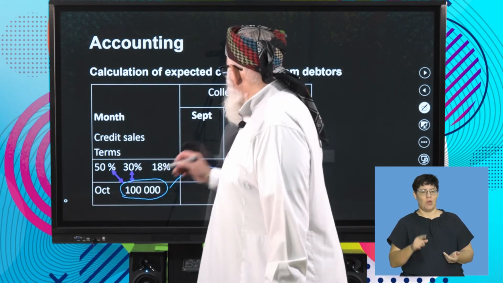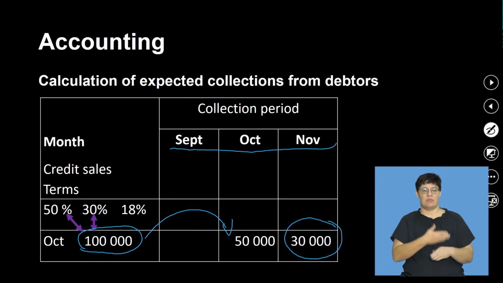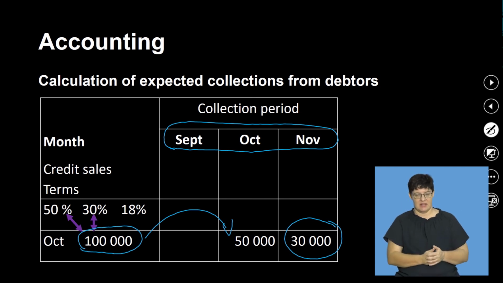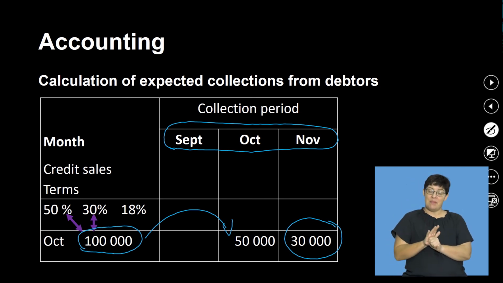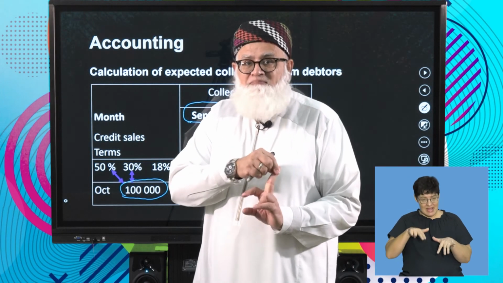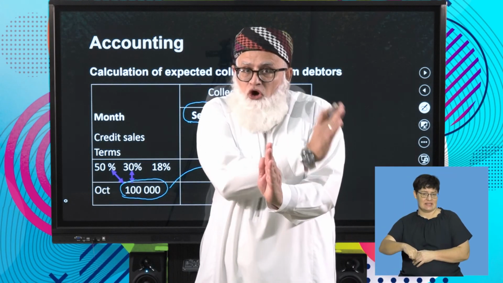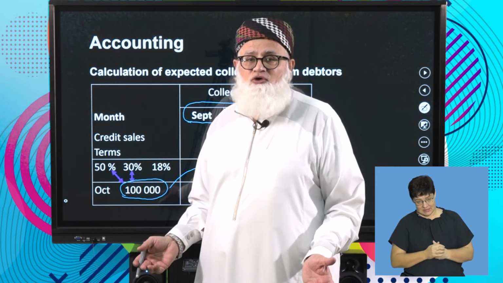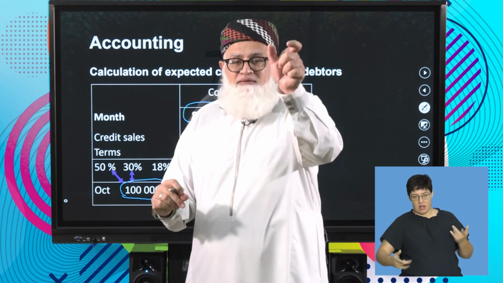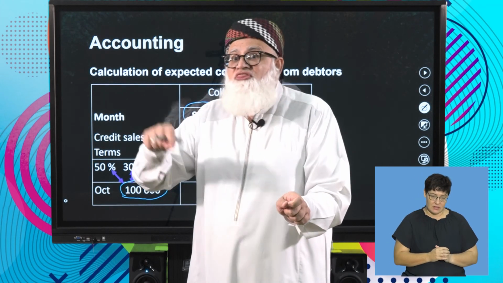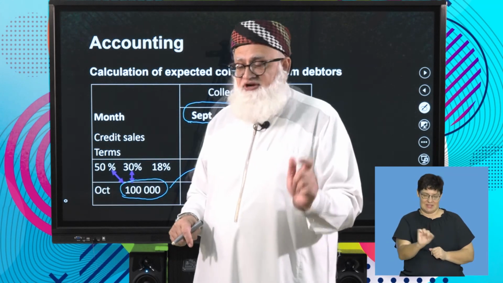Why? Because my budget period is September, October, and November. And October is only impacting on my budget period, October and November, although the 18% will pay me in December. December falls out of my budget period, or the period that I'm calculating for. So therefore, limit yourself to your budget period and the months that will impact on that budget period. Very important.